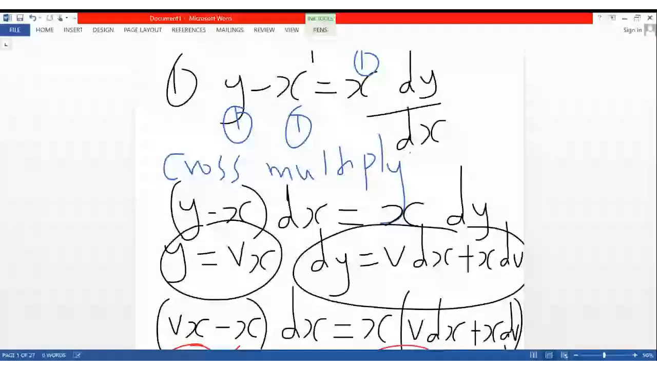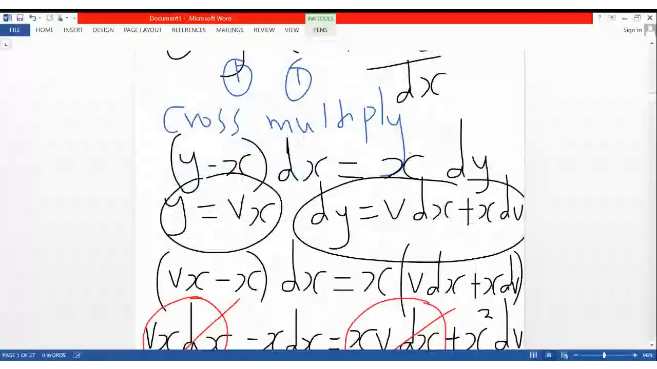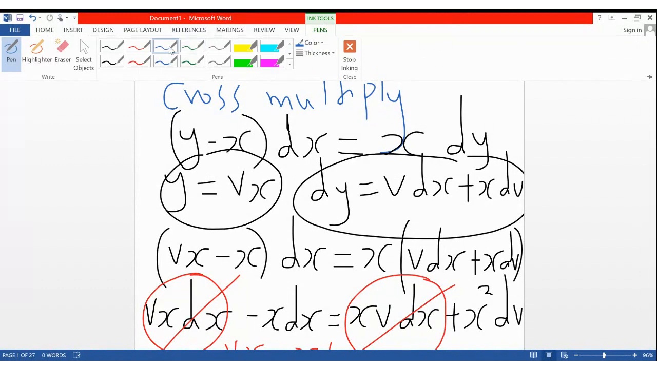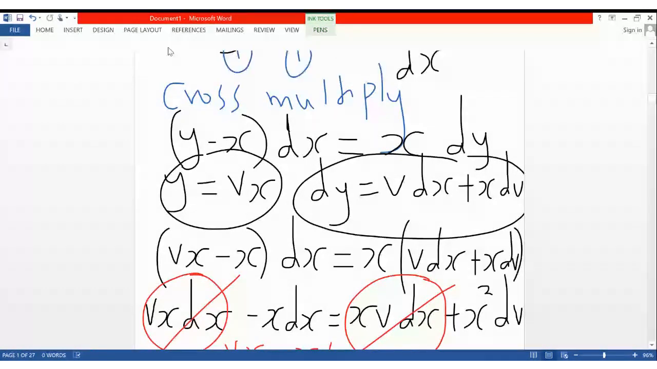Then we said we always introduce y is equal to vx, and then dy is equal to v dx plus x dv. Then if you introduce that, you replace the y with vx. You can see I've replaced with vx there. And then I've replaced the whole of dy with whatever I've circled in blue.